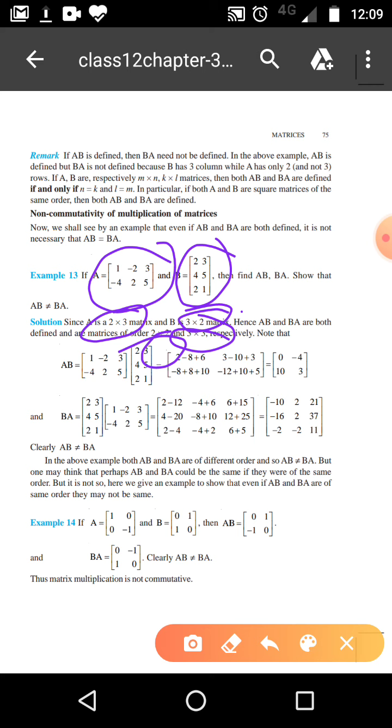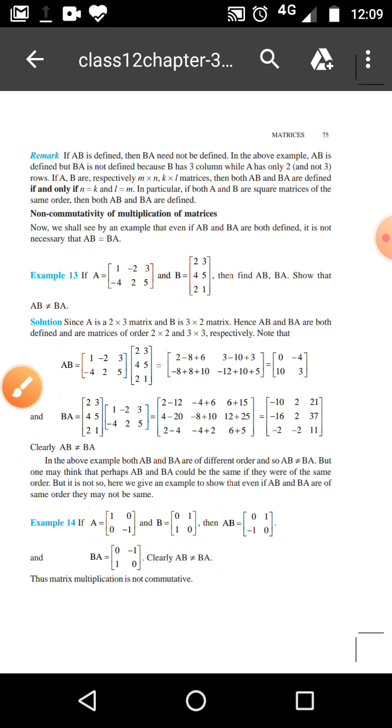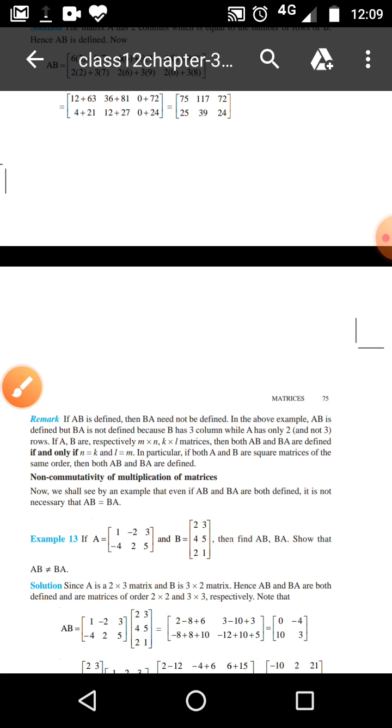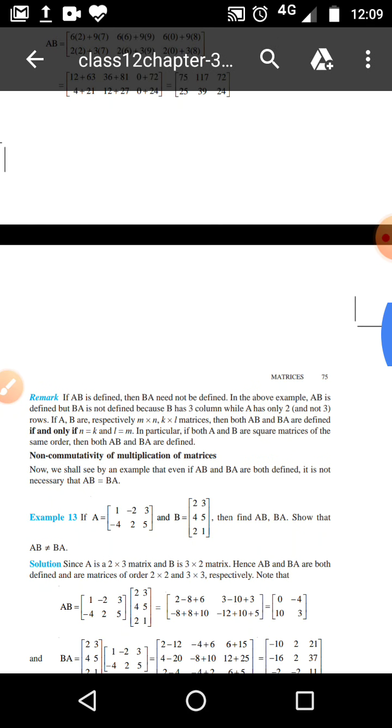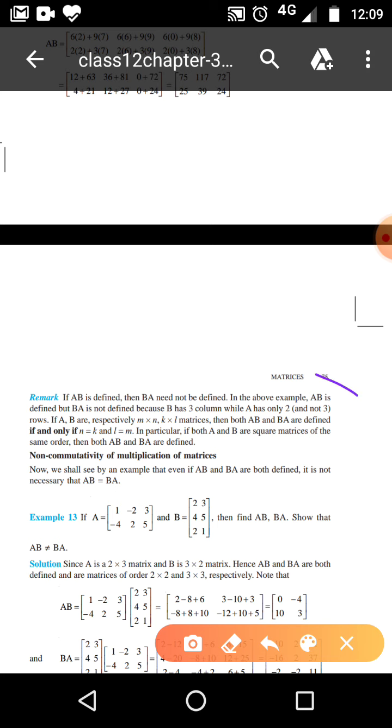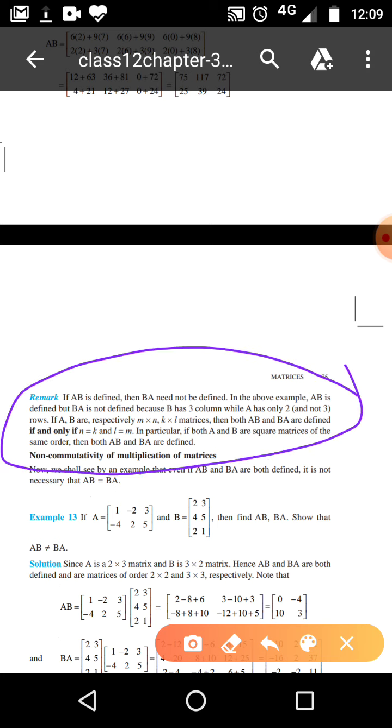Now we are just going to see some rules on multiplication of matrices. It's a very important rule. As you see in properties of addition of matrices, addition of matrices is commutative, but here AB and BA, that is, multiplication of matrices, need not be commutative.